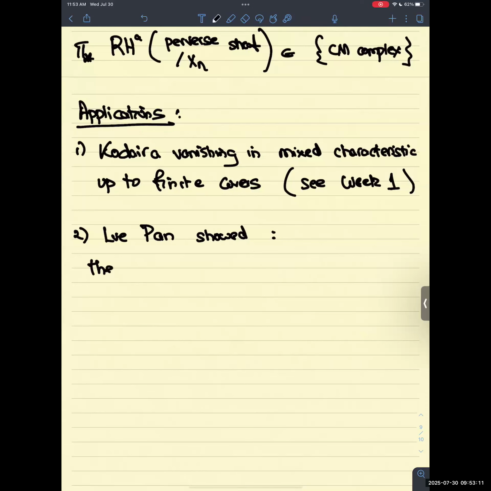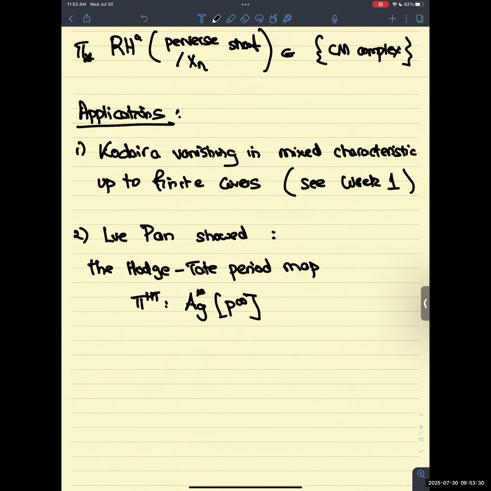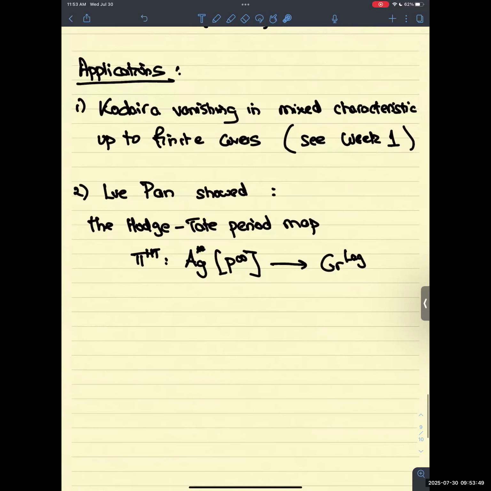The Hodge-Tate period map, pi Hodge-Tate. You take A_g, minimally compactified, with full level structure at p. And Scholze constructed a morphism from this object to the Lagrangian Grassmannian for the symplectic group. And this period map is extremely useful in applications of perfectoid machinery in the Langlands program.